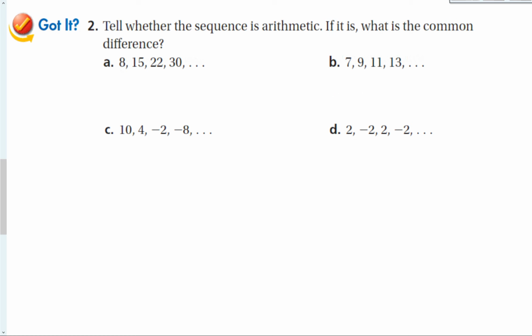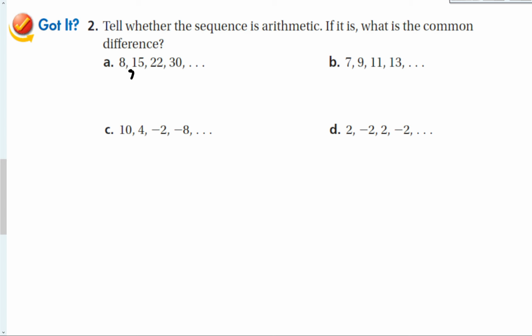We're just going to look and see if each term in the sequence is the same distance away from the previous term, or the same thing added to 8 to 15 to 22 to 30 to get the next term. And we can see that this is not, because the first difference is 7.